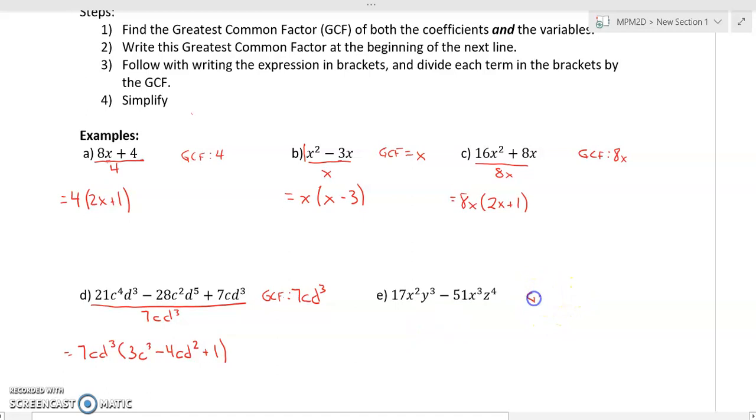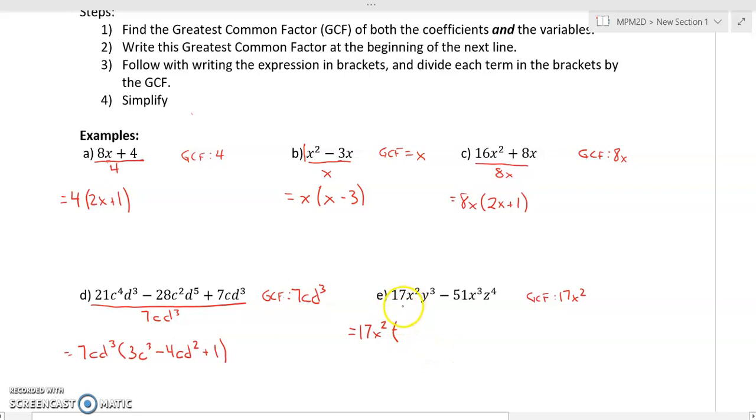Okay, hopefully what you came up with was the greatest common factor of 17x squared. Now, here's a trick. There's a y cubed in this term. There's no y in that term. That means that y is not common to these terms. And same with z. z is not common to both of these terms either. So we can only take a 17 and an x squared out of them. So let's write down our greatest common factor.